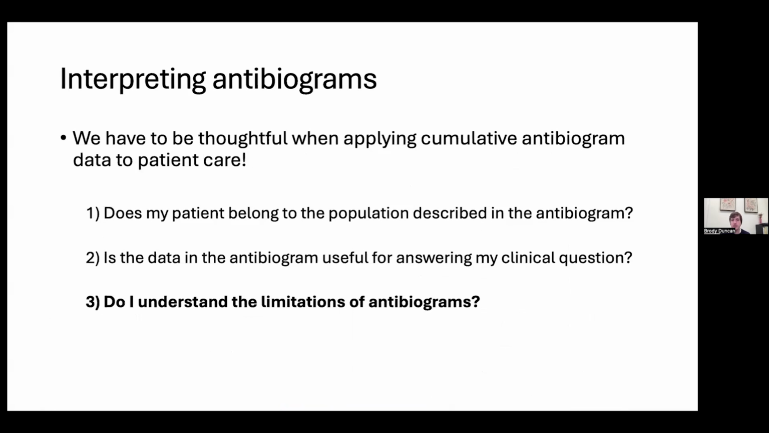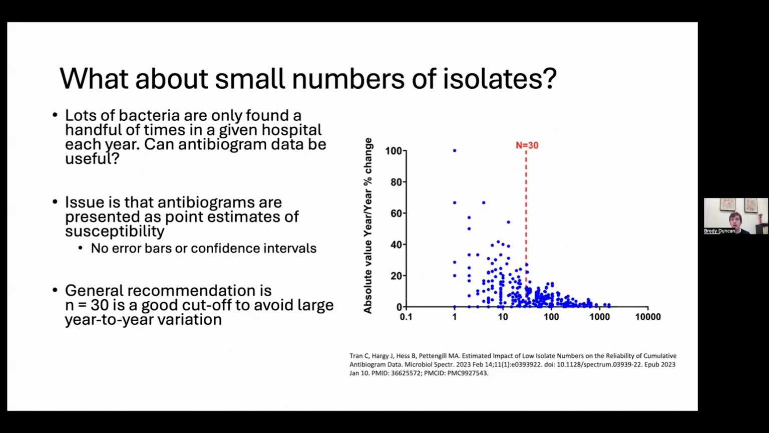And along with that, I think a third really important question is, do I understand the underlying limitations of antibiograms? So, what about small numbers of isolates? There's lots of bacteria that you only find a couple of handfuls of times in a given year. So can we still use antibiogram data for those sorts of bacteria? The issue here is that antibiograms are presented as point estimates of susceptibility. There's no error bars, there's no confidence intervals. Even if you put confidence intervals, a lot of medical professionals are not as statistically inclined and wouldn't necessarily know what to do.